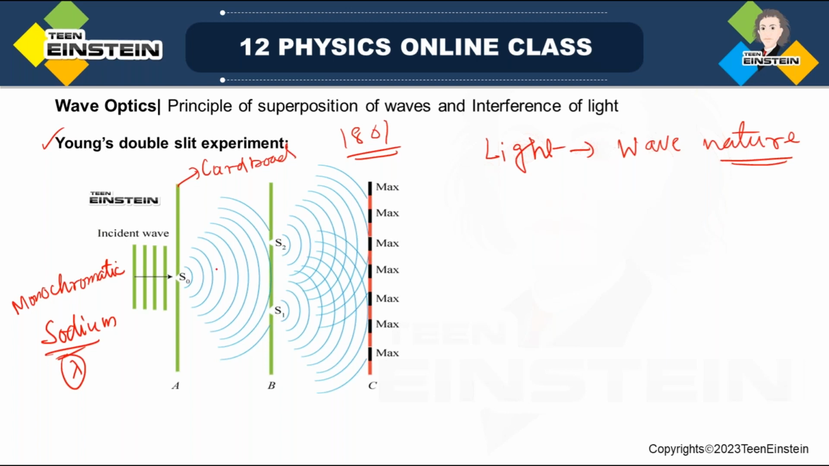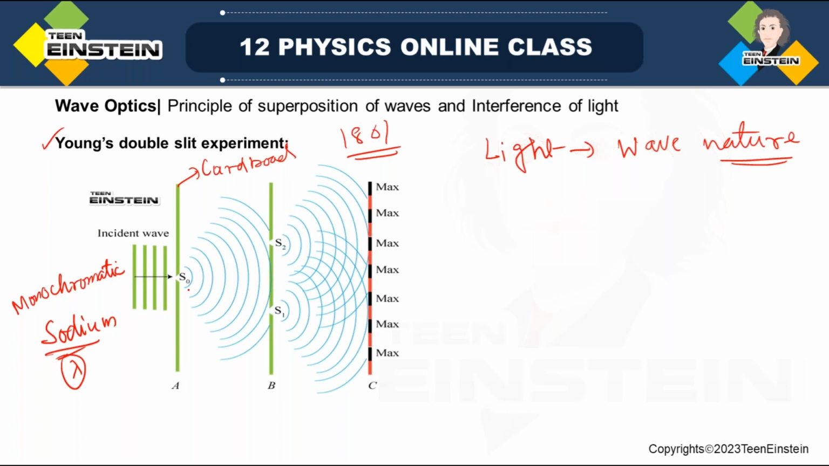These holes were illuminated by this S0 source. S0 is the main pinhole. This acts as a source for illuminating S1 and S2. S1 and S2 are called slits, and this is called the source S0. This is a pinhole made on the cardboard, illuminated by monochromatic sodium light, which comes as a plane wave. You can see the wave pattern, like a plane wavefront.